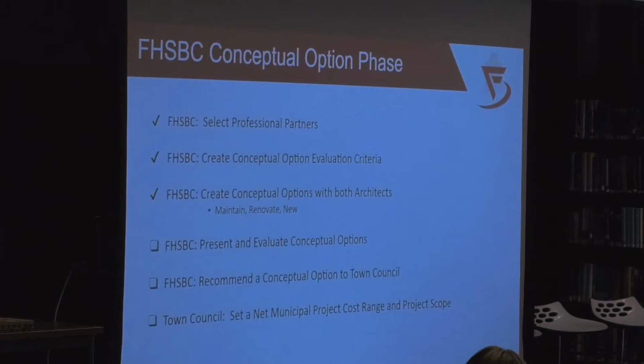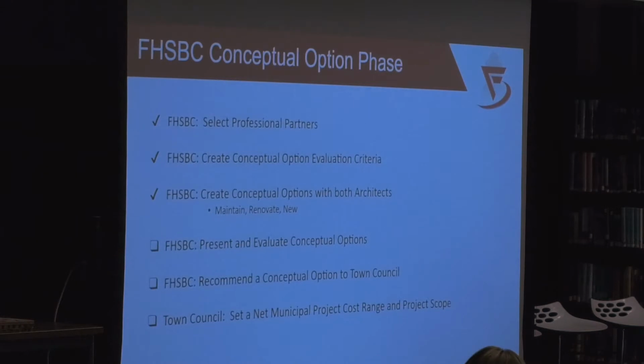So at this point, we've also worked with those architects to create conceptual options. And before that, actually, I skipped a step, is our job as the committee was to come up with evaluation criteria. So once we have these options in front of us, how best do we evaluate those options? There's six options being presented. How do we actually look at those in a way that makes sense and that we can actually see what benefits are associated to each and what does that mean to us?